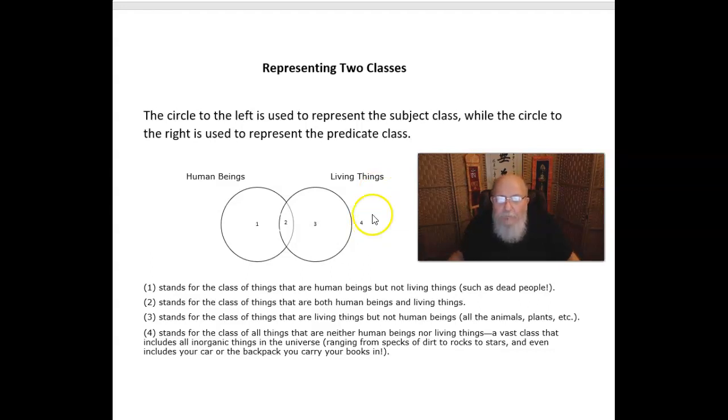So let's look at this diagram, right? Everything in section 1 stands for the class of things that are human beings but not living things, such as dead people. 2, right here, stands for the class of things that are both human beings and living things. 3 here stands for the class of things that are living things but not human beings. So that would be all the animals and plants, and if there are aliens on other planets, it would include them. And 4 stands for the class of all things that are neither human beings nor living things. And this is a vast class that includes all inorganic things in the universe, ranging from specks of dirt to rocks to stars, and even includes your car or the backpack you carry your books in.